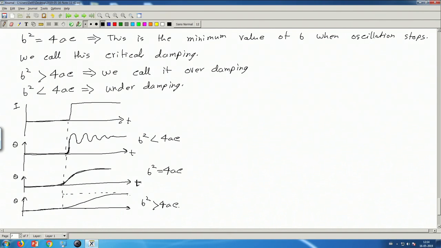So what we want is that the pointer does not oscillate, because then it is difficult to take reading. We also want this pointer to settle down quickly, because we want to take readings quickly. So this is the ideal condition, the most desired condition, b square equal to 4ac, critical damping. If we use over damped condition, it will take longer time to settle down, which we do not want. And if we use b square less than 4ac, then it will oscillate and also take longer time to settle down. This is also not desired.